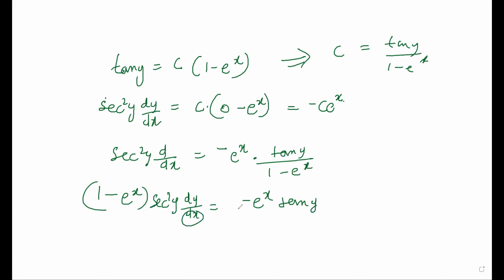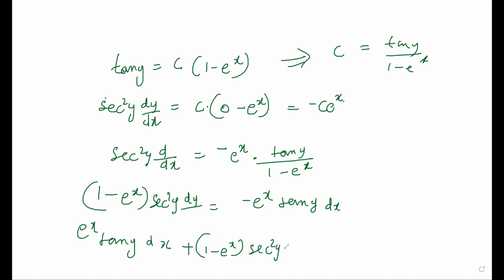So if I take this dx to the other side and bring everything to one side, it is e raised to x tan y dx plus 1 minus e raised to x sec square y dy equal to 0. That is the correct answer. So this is just taking the derivative on both sides.